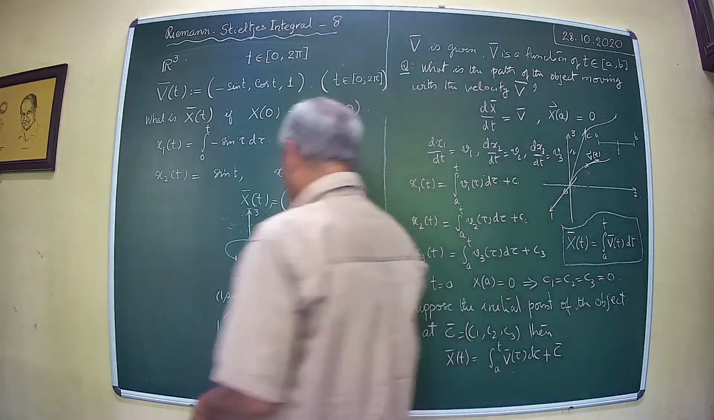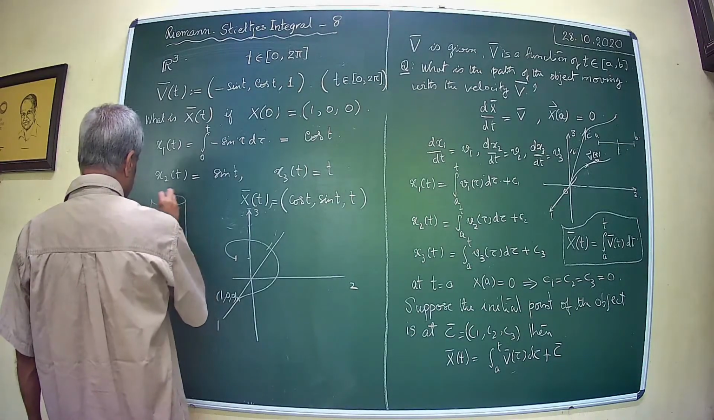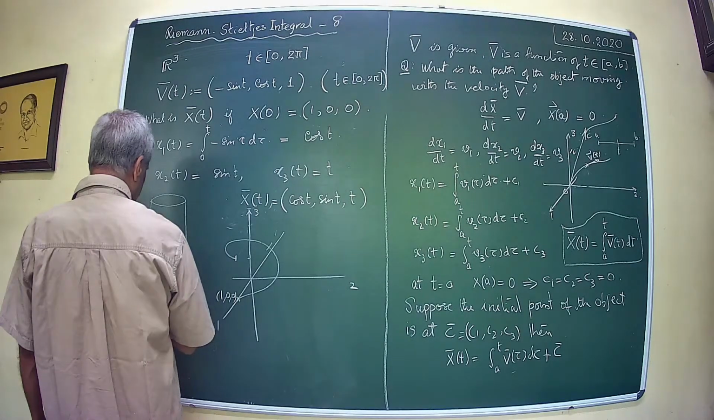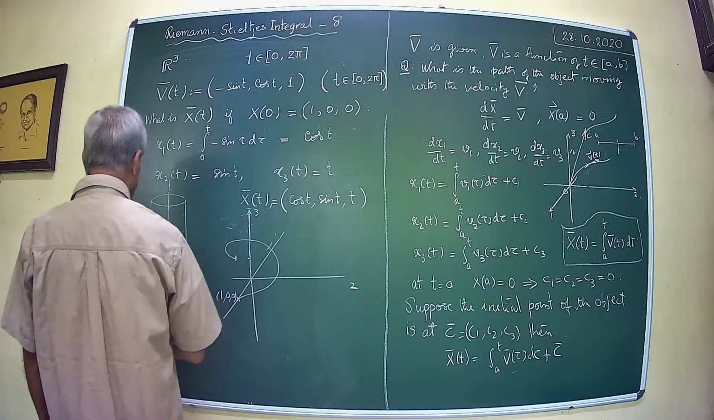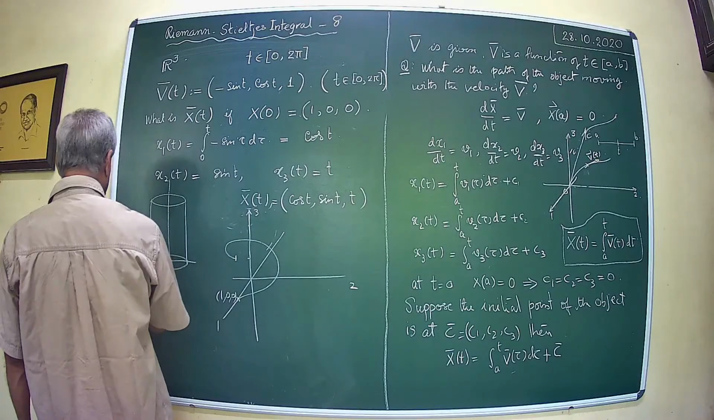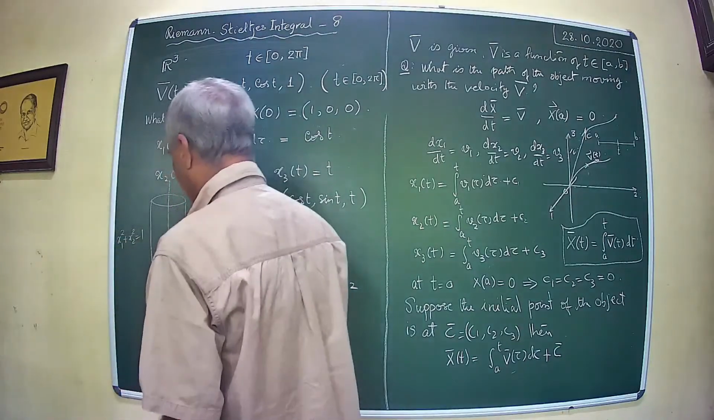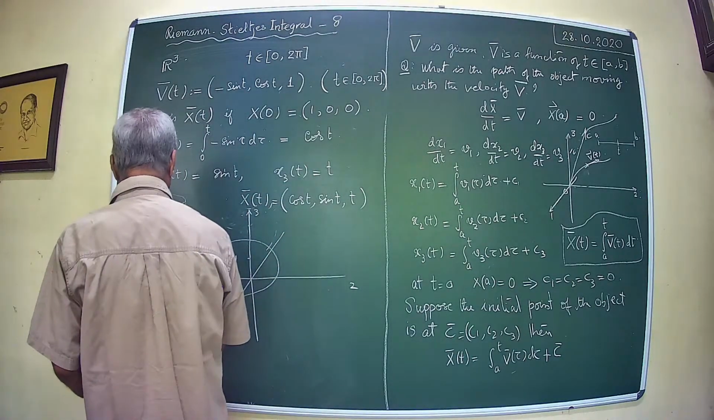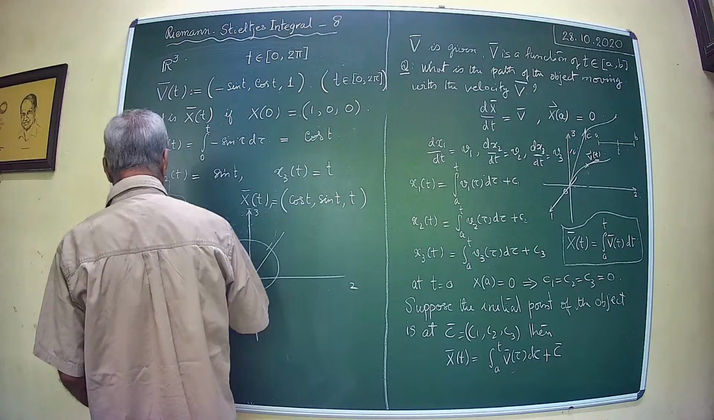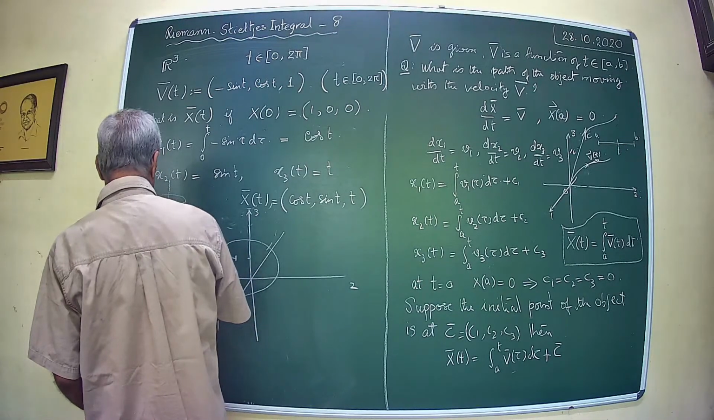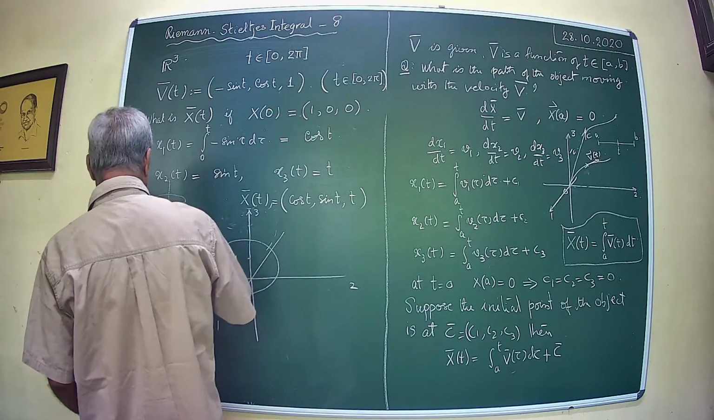So in short, what you have is a sort of cylinder here. Consider the cylinder, and the equation of the cylinder is x1 square plus x2 square equal to 1 with x3 arbitrary. Then you have a helix starting off from here, then goes around and reaches here.